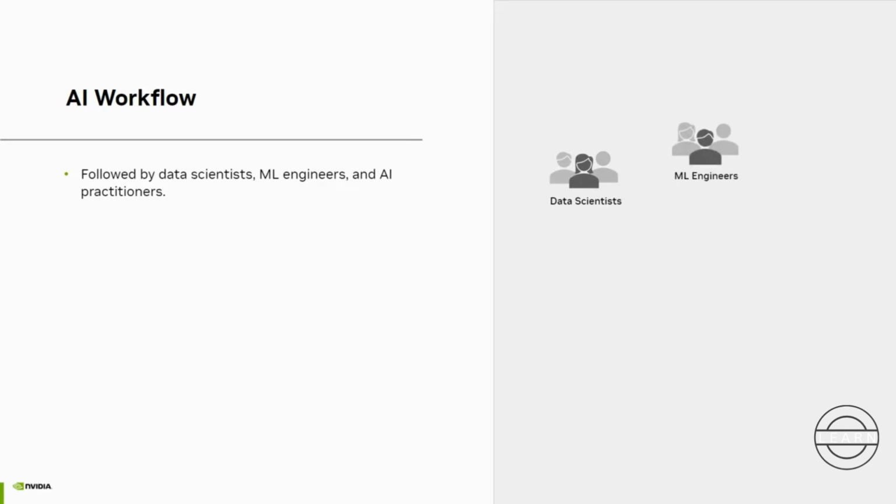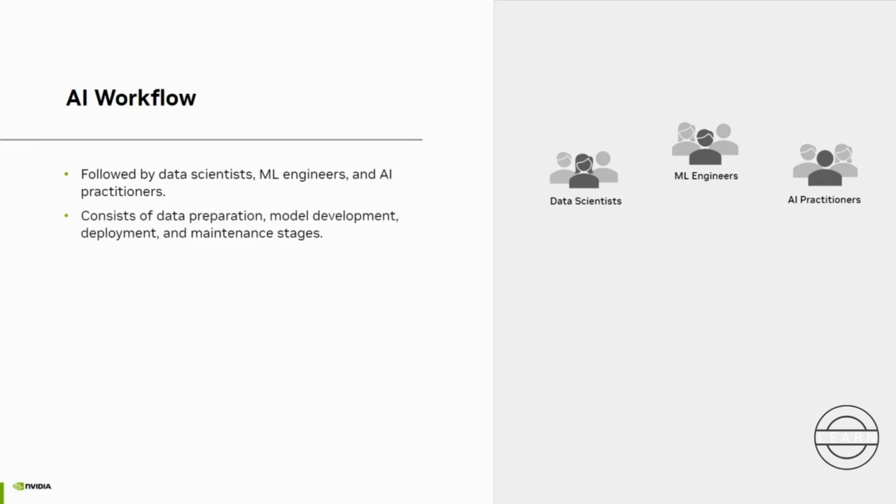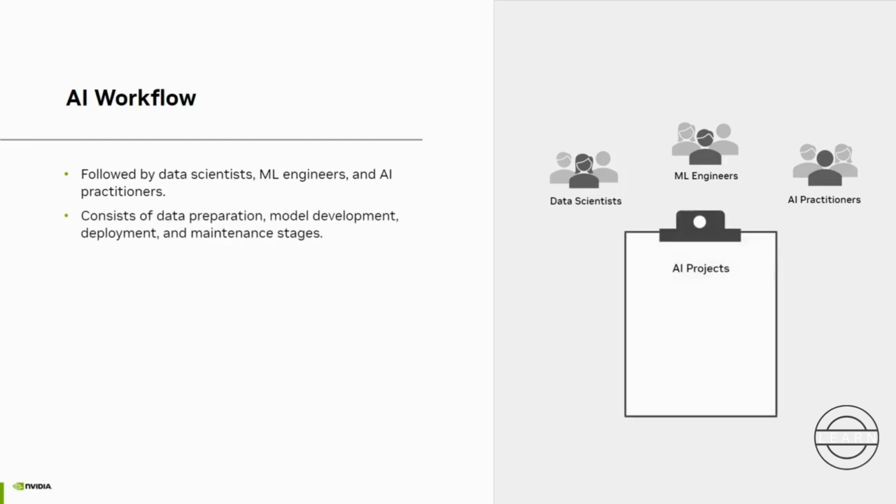An AI workflow, often referred to as a machine learning workflow or data science workflow, is a sequence of tasks and processes that data scientists, machine learning engineers, and AI practitioners follow to develop, train, deploy, and maintain artificial intelligence models. These workflows help to ensure that AI projects are systematic, well-documented, and effective. Let's consider a typical AI workflow broken down into 4 fundamental steps.